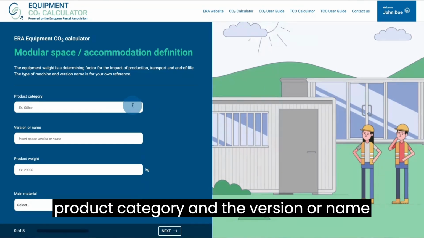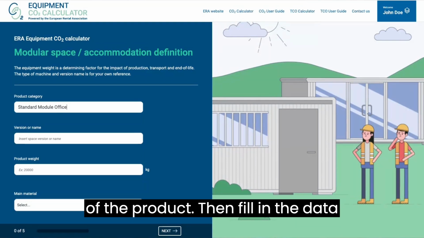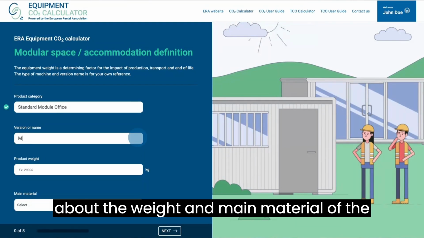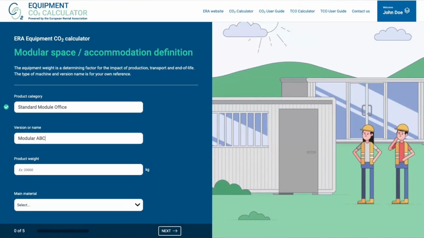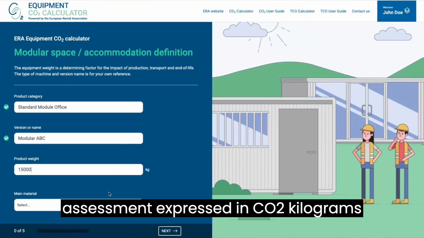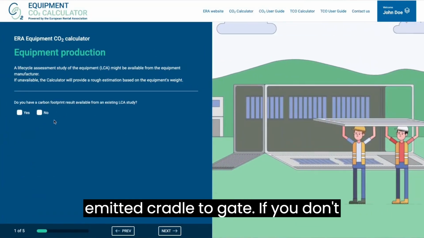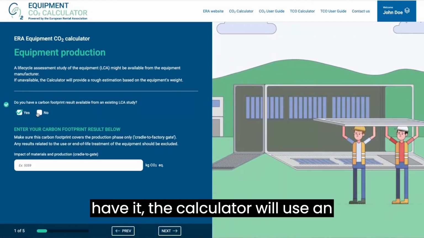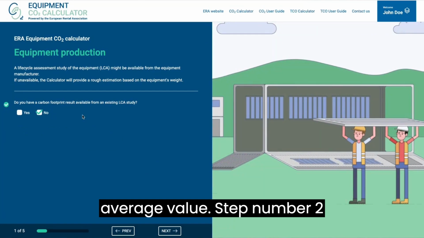First, insert the product category and the version or name of the product. Then fill in the data about the weight and main material of the building, wood or steel. The calculator then requires a life cycle assessment expressed in CO2 kilograms emitted cradle to gate. If you don't have it, the calculator will use an average value.